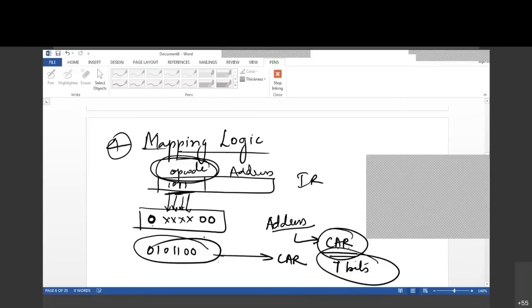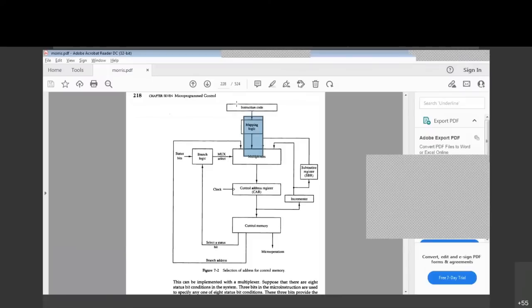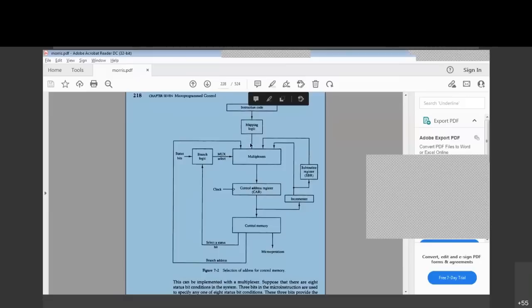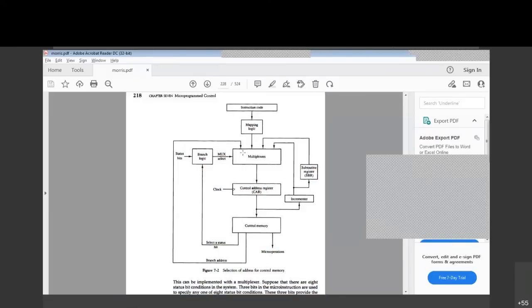Okay, so these are the 4 ways. Here, look, we fetch the opcode from the instruction code, apply some mapping on it, and that mapping would convert it to a particular address, which would be transferred through the multiplexer to our CAR. So now is this figure clear to all of you? All the 4 approaches. Now if I ask you to draw it on your own, would you be able to do it? What was the first one?